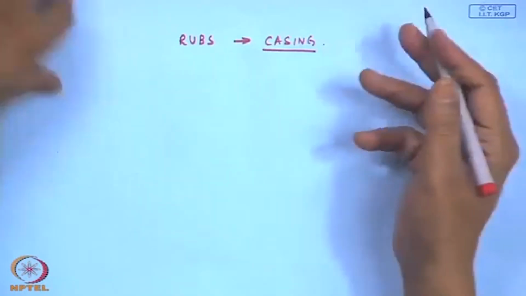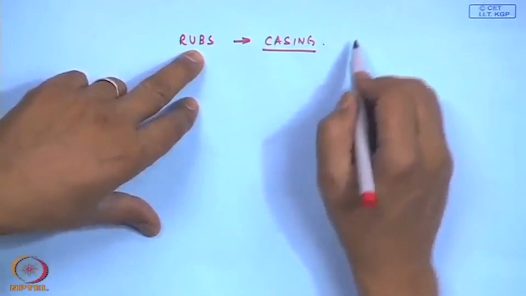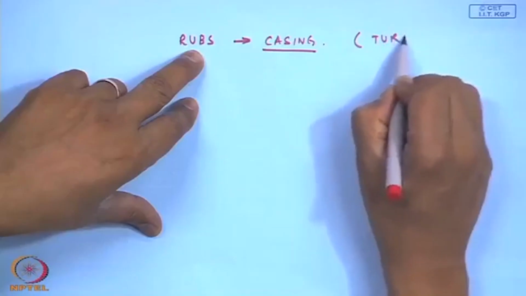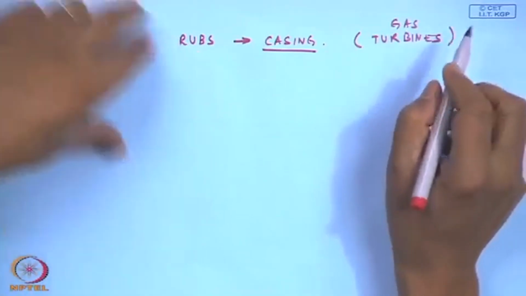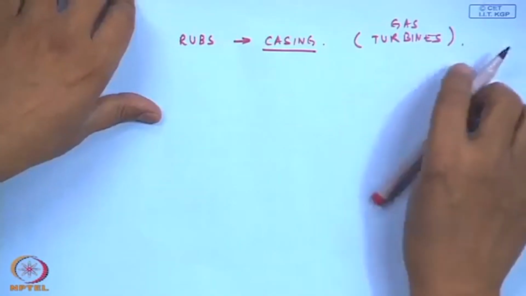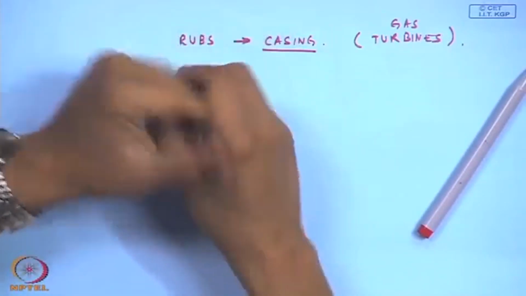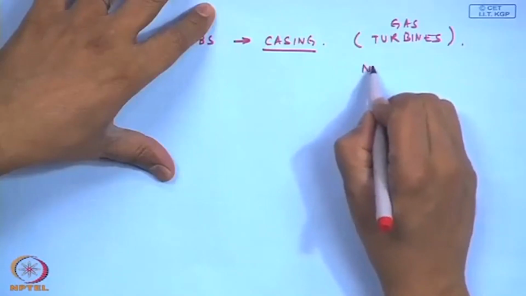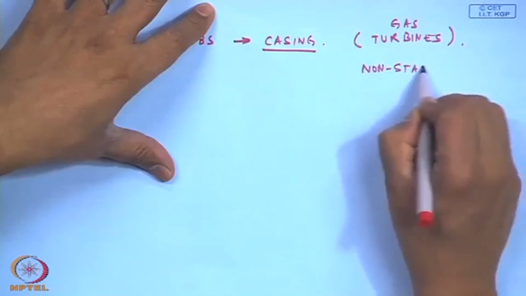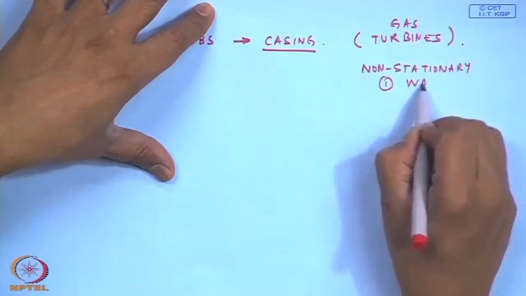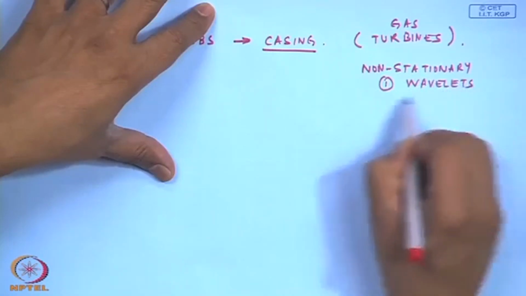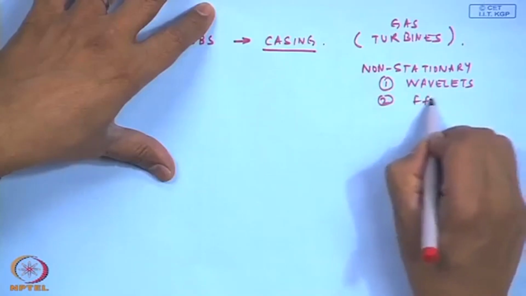This rub, which I told you about in the case of pumps, is also severe in the case of turbines, particularly gas turbines. This will give rise to a lot of problems, and we discussed in a few of the earlier classes how this rub can be detected by what is known as non-stationary signal analysis, like wavelets or FFT.